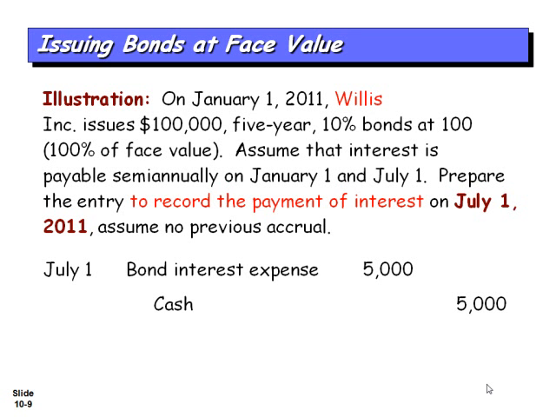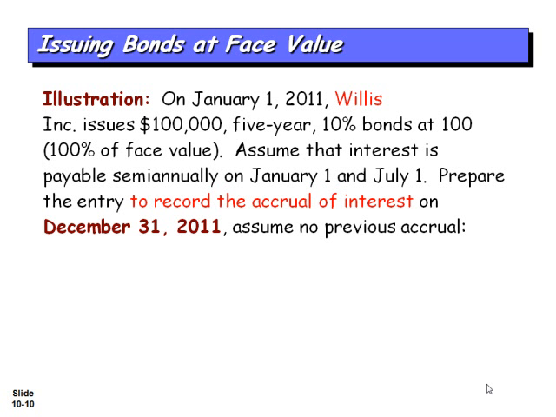Now, pay attention here. That first item is an account name, bond interest expense. Of course, cash, you're familiar with that. If you drop the word bond from there, that's fine. You can just name that account interest expense. Bond interest expense is just a little more specific.